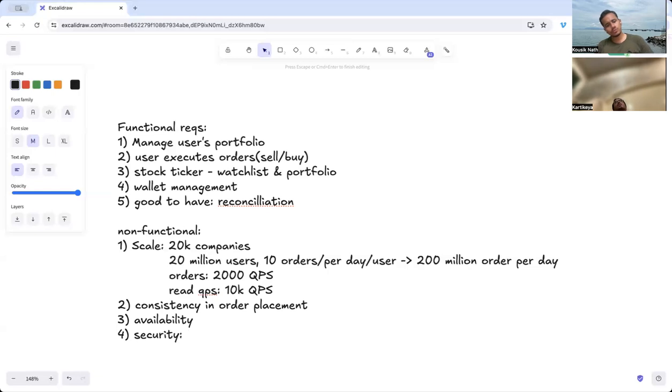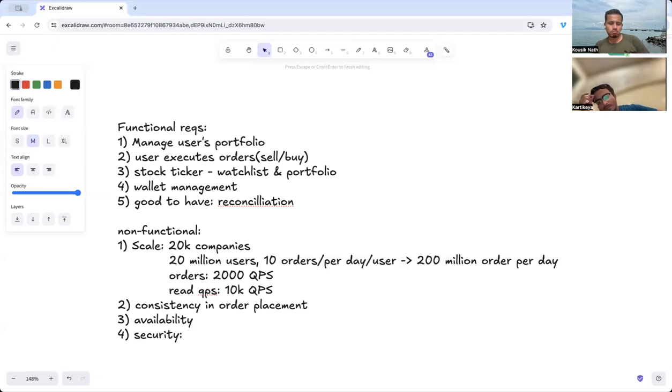So one aspect of security is basically, let's say I'm a bad user and I'm able to place an order without having money in my account. Those kind of things. So I'm able to buy an order without paying anything. So that could be one aspect of the security. There can be other things like DDoS and all, but maybe they're out of scope. Let's keep it simple.